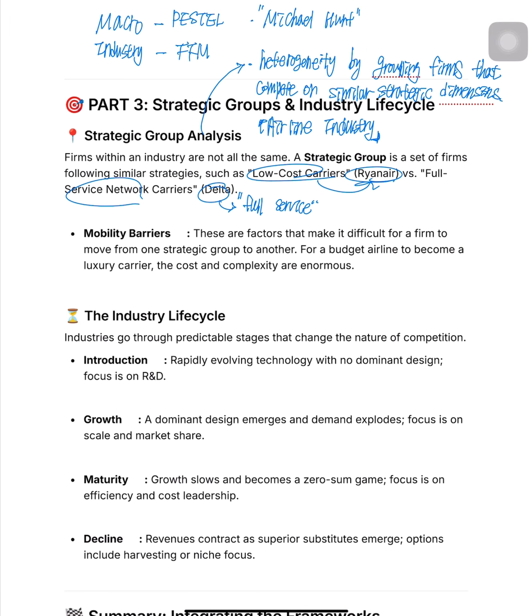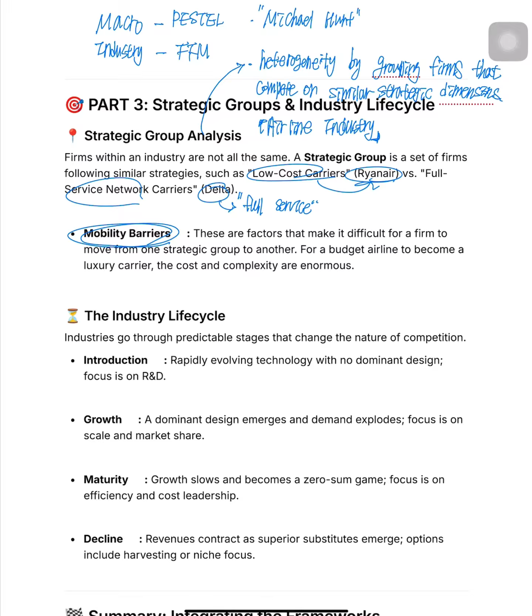We move on to the mobility barriers. A crucial concept related to strategic groups is mobility barriers. Mobility barriers are factors that make it difficult for a firm to move from one strategic group to another. They are analogous to entry barriers for the industry as a whole, but they operate at the level of strategic groups within the industry.